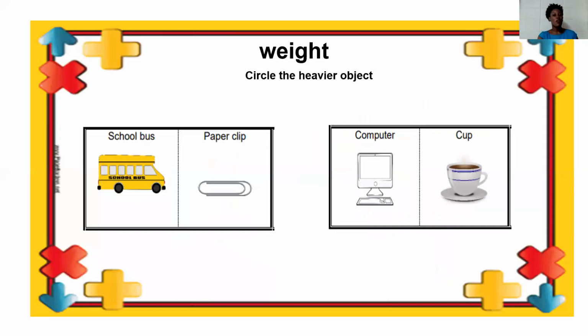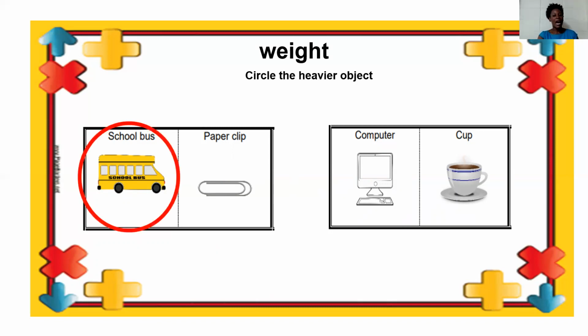Let us move on to another activity. In this activity, we are going to identify the heavier object in the picture and circle it. Item 1 has a school bus and a paper clip. Which one is heavier? Did you say the school bus? You are correct.